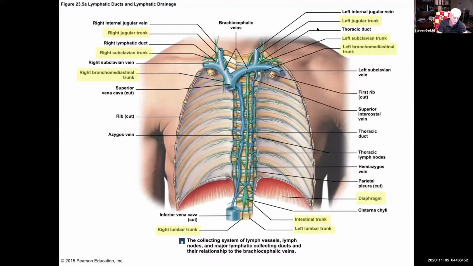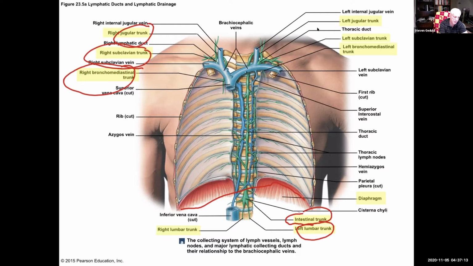Okay, you can see, here are your intestinal trunks and your lumbar trunk. See where they're pointing to. Again, those are below the diaphragm here. You've got the bronchomediastinal trunk, the right subclavian trunk, and the jugular trunk. Okay, the same on the left side.